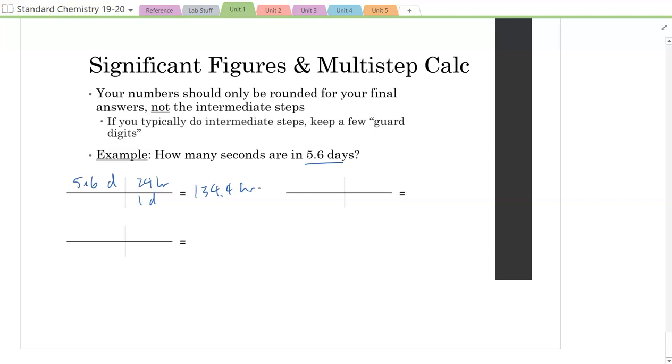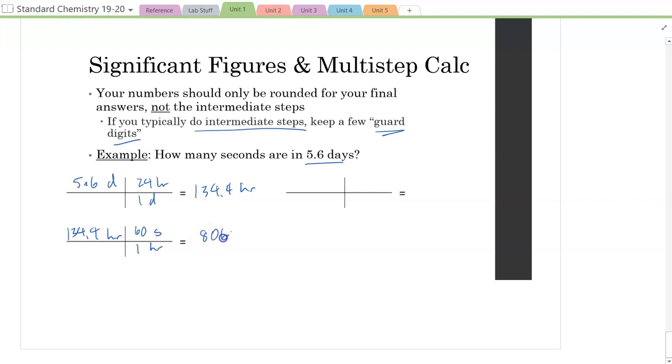But really, if you're someone who likes doing this intermediate step, instead of doing it all as one giant long chain, keep a few guard digits and basically keep them all. So keep all of this 134.4 hours and toss them into the next step here. So don't do any rounding just yet. The reason is if you do some rounding right here, you end up losing some numbers. It's a little bit more complicated than what I want to get into, but you end up rounding with each calculation, so your final number is rounded so far away from what the original value is supposed to be.